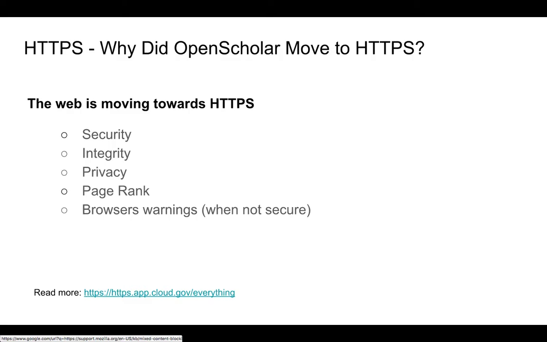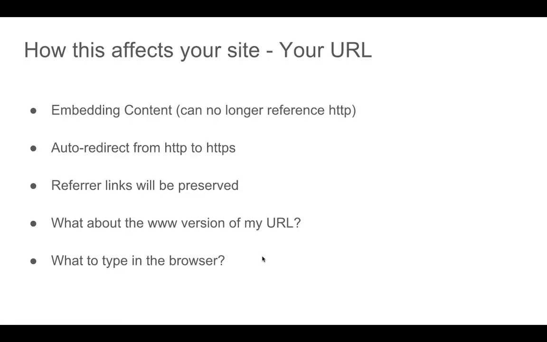The browser will send a warning about this. I just listed some of the main reasons: security, integrity, privacy. We didn't talk about that; I was going to talk about ISPs being able to sell your browsing information. This makes it a little more difficult for them. Also PageRank from Google, and browser warnings. Browsers are becoming more active in letting you know. Here's a great reference on why. Embedding content, I'm going to let Kate talk about that.